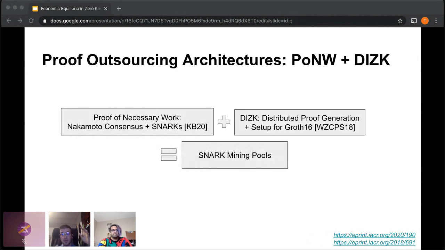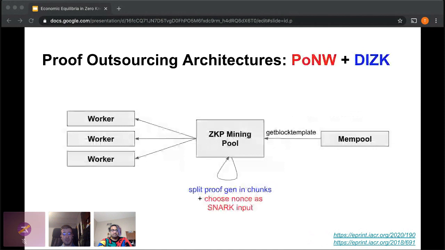And there's no free lunch though, because when we start distributing this, there's some loss in efficiency that occurs from making the marketplace more fair. So, if you look at this from a more in-depth perspective, you have the mempool. The mining pool gets the block template, and then using the technique from the proof of necessary work, they choose the nonce, and using the technique from this, they split the proof in chunks.